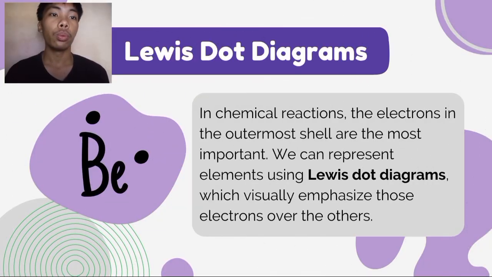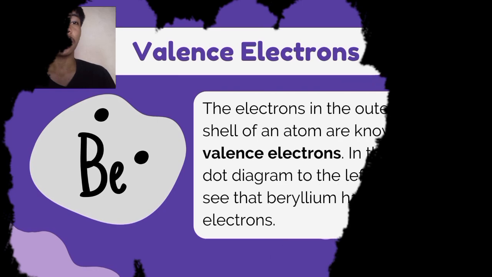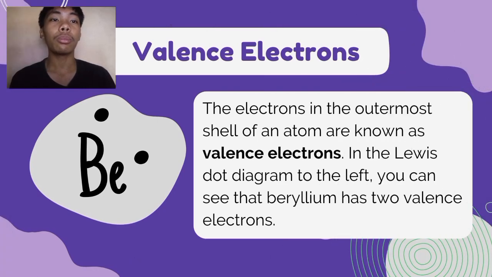The next is the Lewis dot diagram, or the Lewis dot structure. In chemical reactions, the electrons in the outermost shell are the most important. We can represent elements using Lewis dot diagrams, which visually emphasize those electrons over the others. Next is valence electrons. The electrons in the outermost shell of an atom are known as valence electrons. In the Lewis dot diagram to the left, you can see that beryllium has 2 valence electrons.